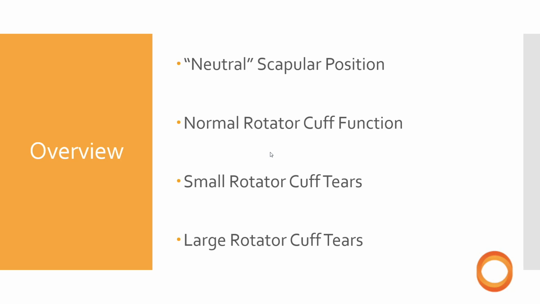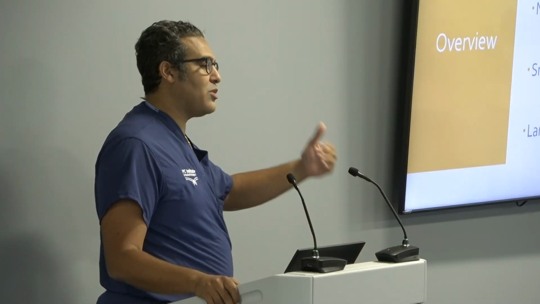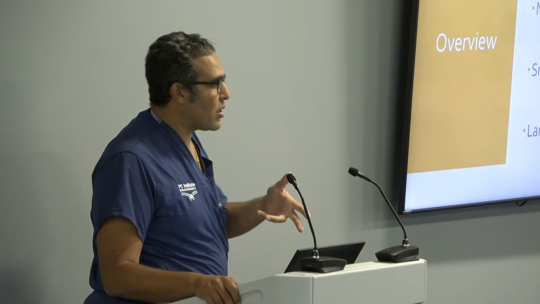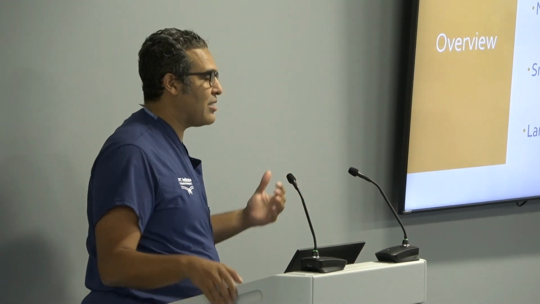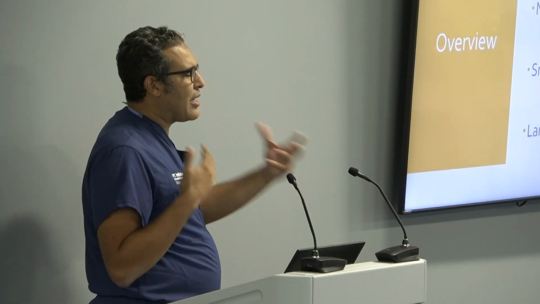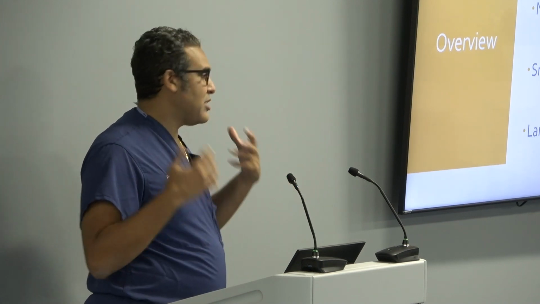So this is an overview. It's going to be 4 sections: neutral scapular position, if there is such a thing, normal rotator cuff function, small rotator cuff tears, and large rotator cuff tears. I don't think there's any way to do all of this in an hour, right? This is something that we study over the course of years, and we come back and we learn on a biomechanical level. We look at biomechanical studies, we look at clinical studies, we see what works in the operating room, we see things that we notice in clinic, and we create more questions. So this is an ongoing thing.